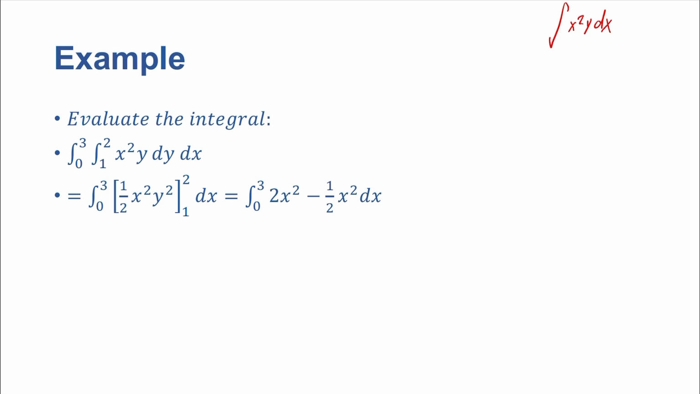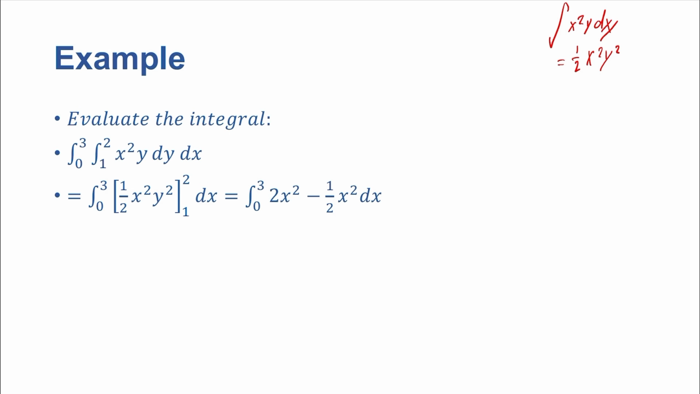Now, what is this going to be? Well, we're integrating with respect to y, so x squared is treated as a constant, and we can move it outside of the integral. So we get 1/2 x squared y squared, right? That's just your single variable integral. And now we need to apply the fundamental theorem of calculus inside of an integral between 0 and 3 with respect to x.